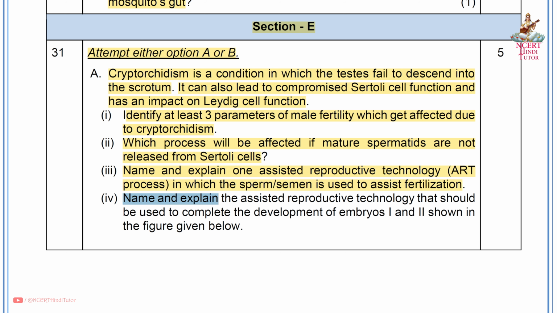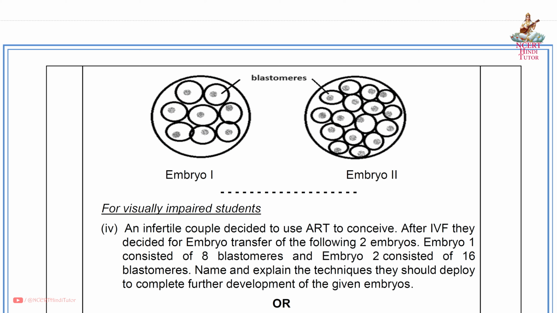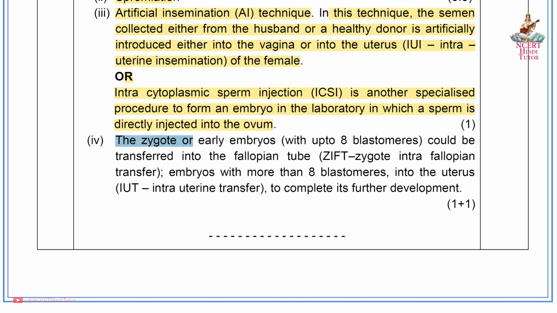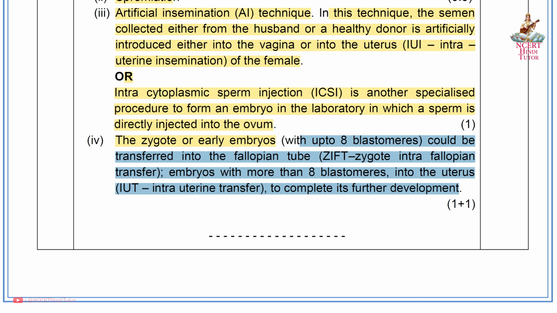Fourth, name and explain the assisted reproductive technology that should be used to complete the development of embryo 1 and 2 shown in the figure given below. So friends, this is the figure, embryo 1 and embryo 2, and these are blastomeres. Answer: the zygote or early embryos with up to 8 blastomeres could be transferred into the fallopian tube, ZIFT, zygote intrafallopian transfer, and embryos with more than 8 blastomeres into the uterus, IUT, intrauterine transfer, to complete its further development.